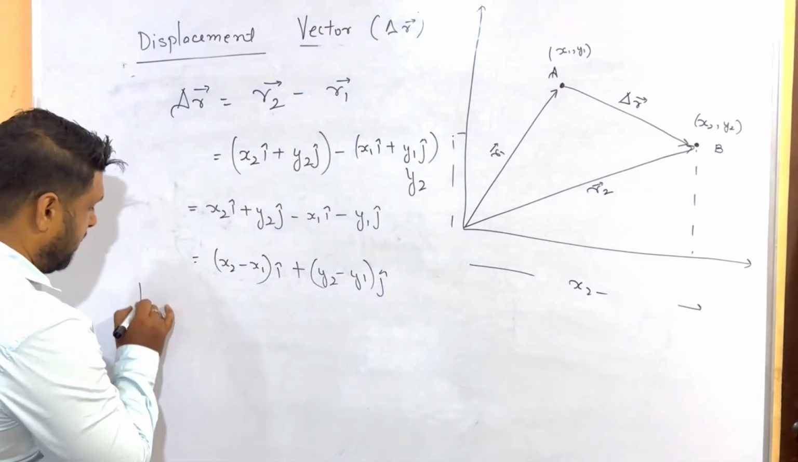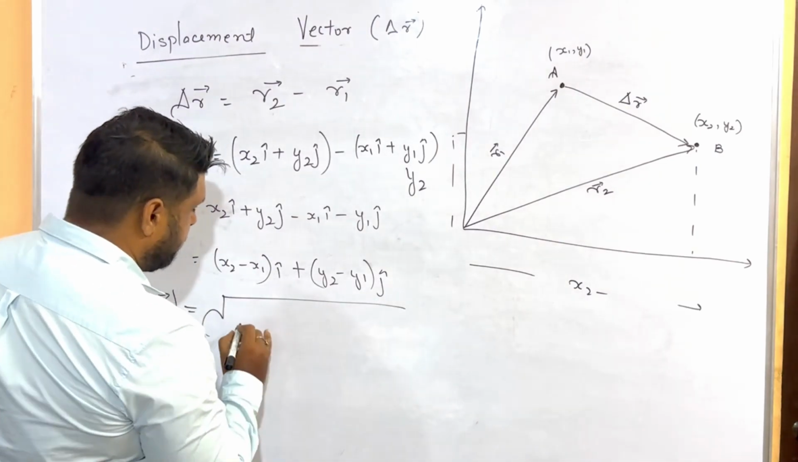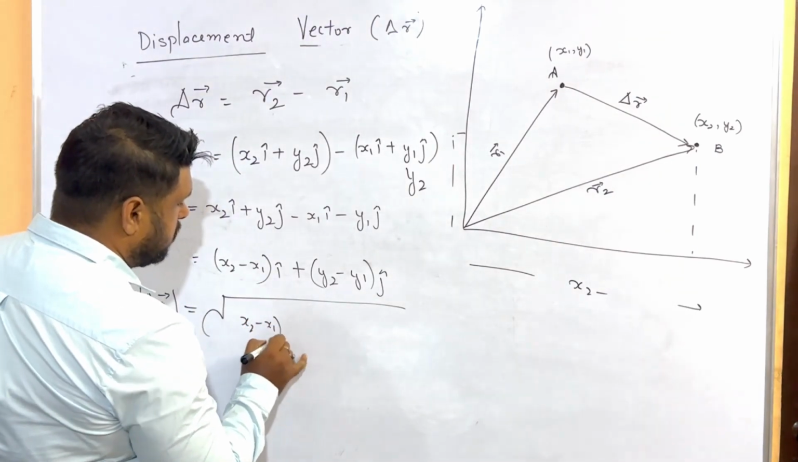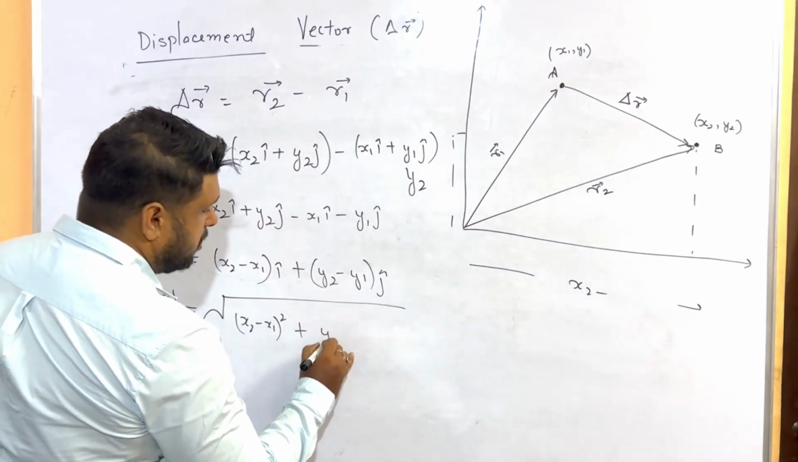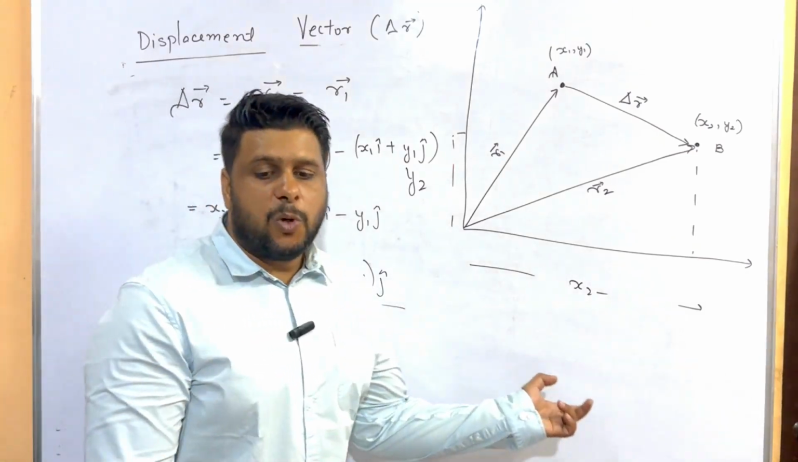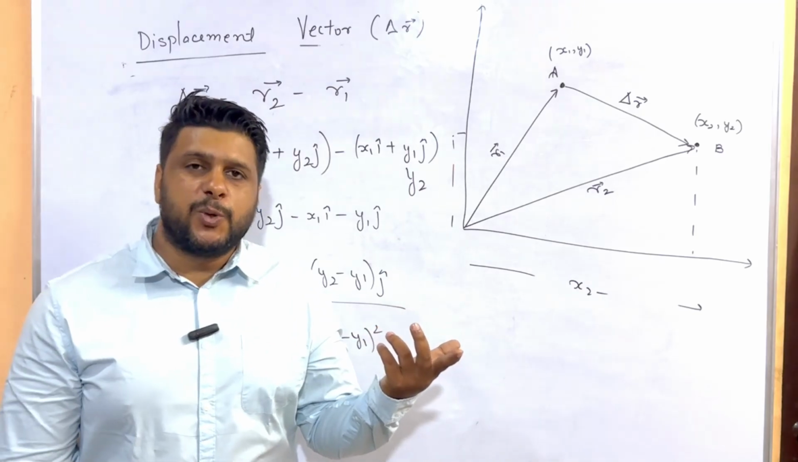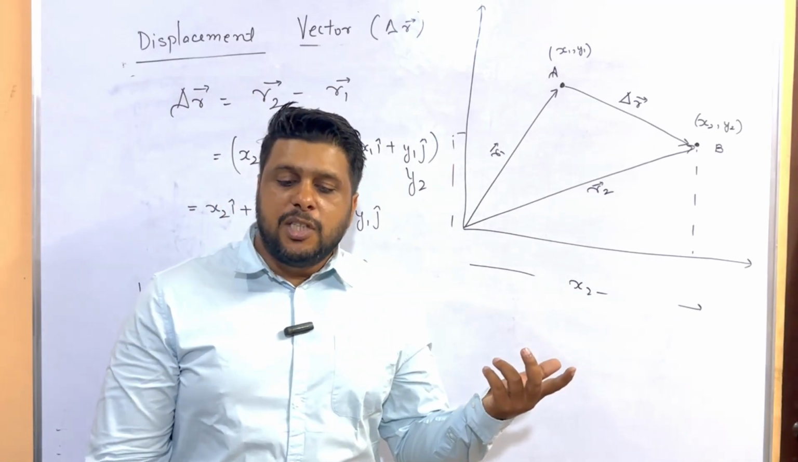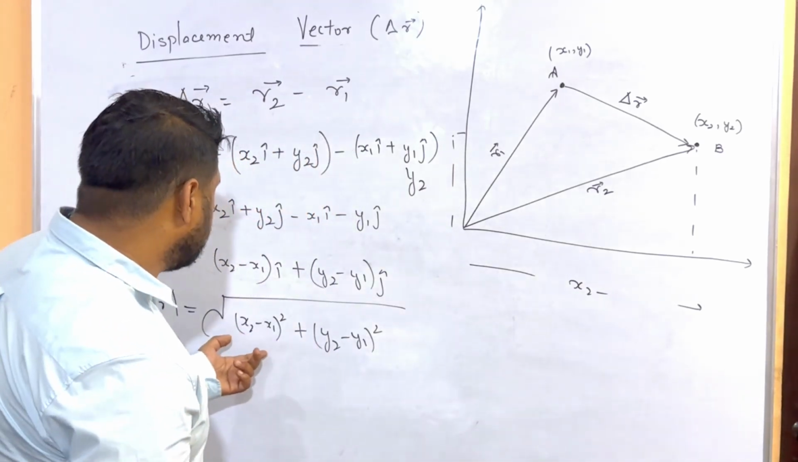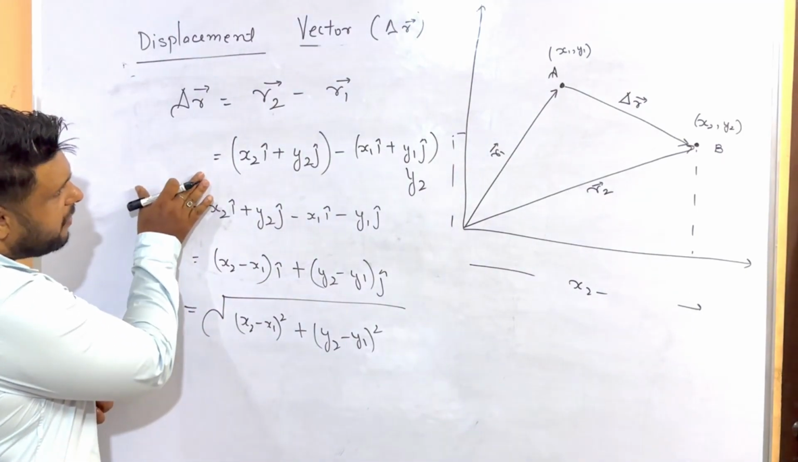Calculating magnitude is simple. I'm just revising it for you guys. X2 minus X1 whole square plus Y2 minus Y1 whole square. Why am I not taking this portion? Because here both of them are perpendicular to each other, so it will become 0. And this is my magnitude, this is my vector.